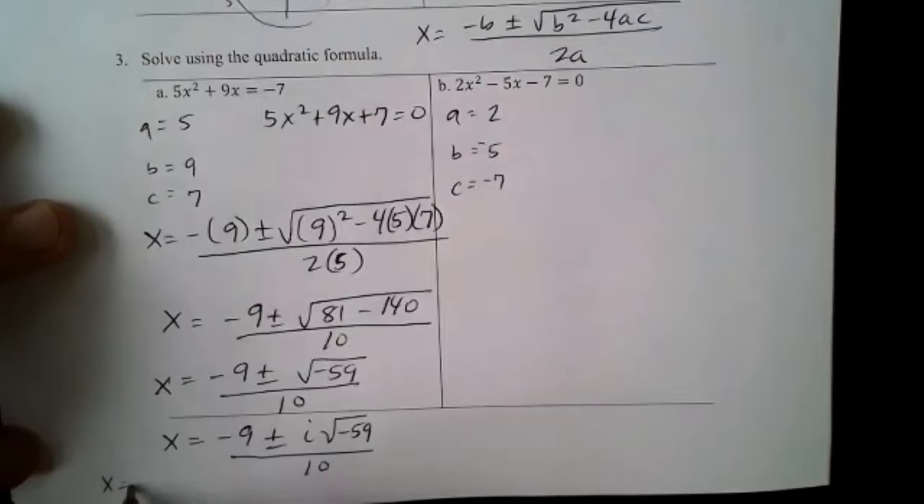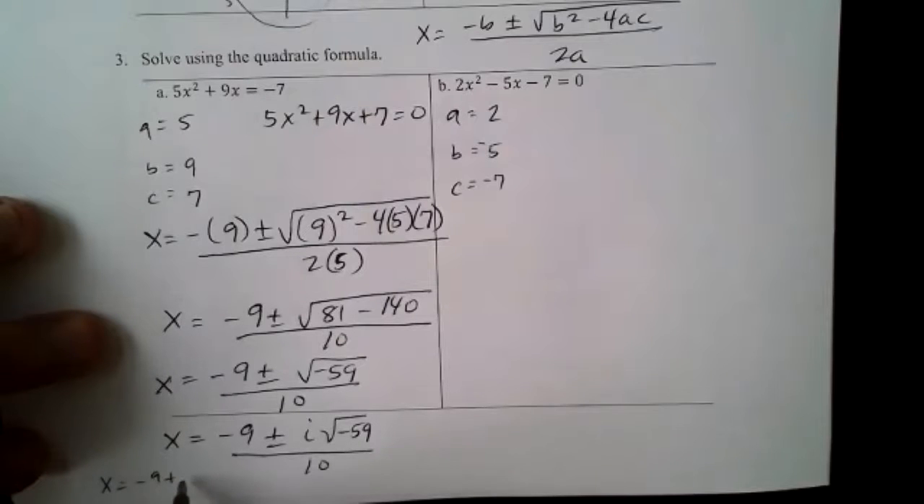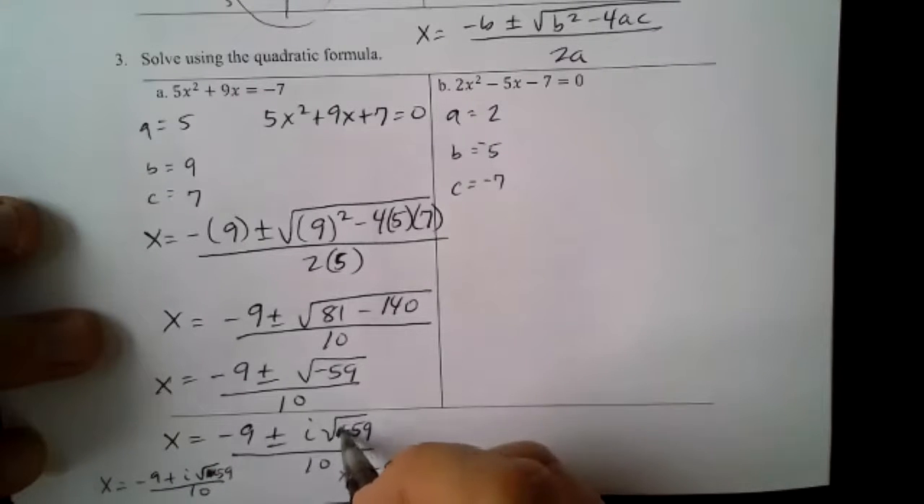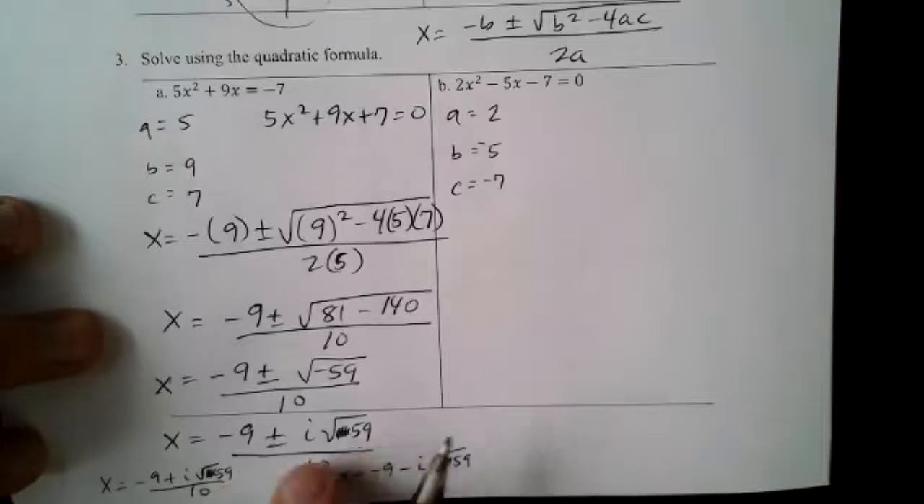So now our two answers are x equals -9 plus i square root of 59 over 10, and then the other one is x equals -9 minus i square root of 59, I'm sorry, I'm not supposed to put the negative there. I'm making all kinds of mistakes today. Once you pull out the negative, the square root of -1, that actually is positive there.